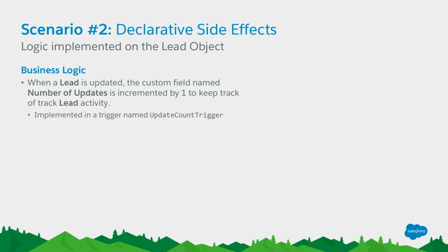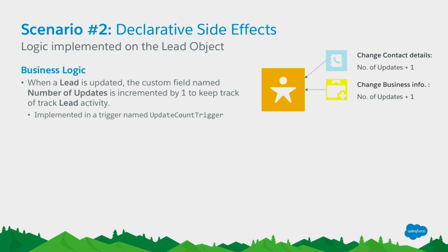So just to explain a bit more, let's say I insert a lead, and I want to make sure that every time we change contact details, let's say I did a typo in the name, I want to increment that number of updates by 1. If we change the business information, I want to increment that field by 1, and also if we change the number of employees, I want to increment that number by 1. The reason why is just to know if there's a lead record that's being more active than another one, so maybe there's more chance that we'll convert that lead in the future.